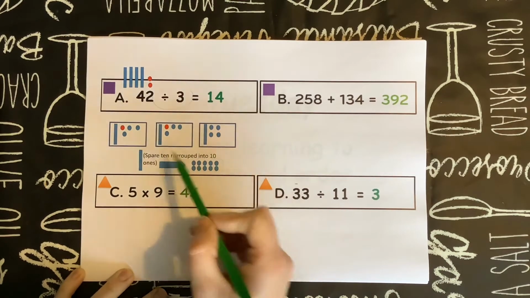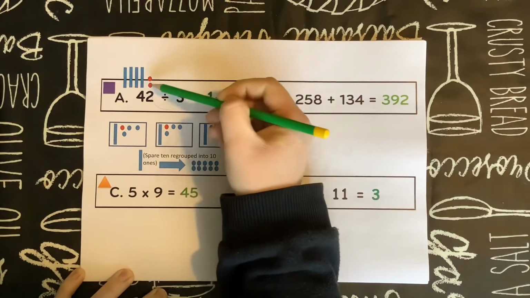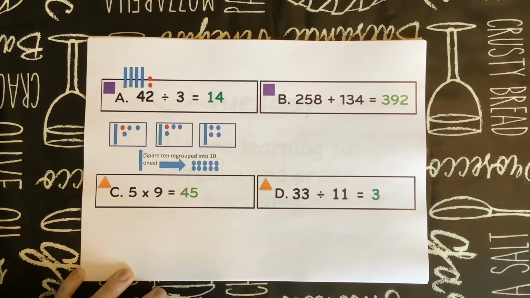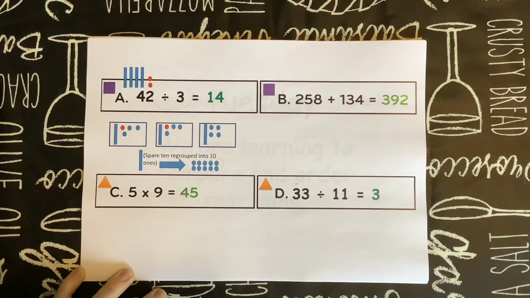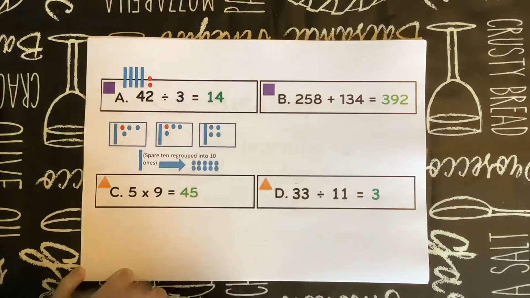I was then able to share my 10 1s equally into my 3 groups and include the 2 from my 42 earlier. As you can see, I ended up with 14 in each group because I had 1 10 and 4 1s, and that meant the answer was 14.